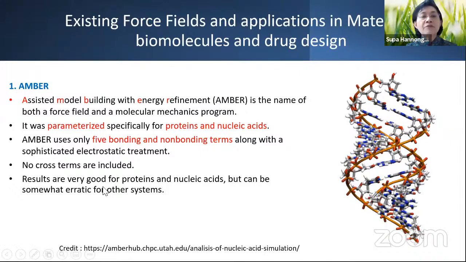And the results are very good for proteins and nucleic acids, but can be somewhat erratic for other systems. So the user, the chemist who uses AMBER, has to know that you cannot apply AMBER to other complicated systems, but it is very good for proteins and nucleic acids.